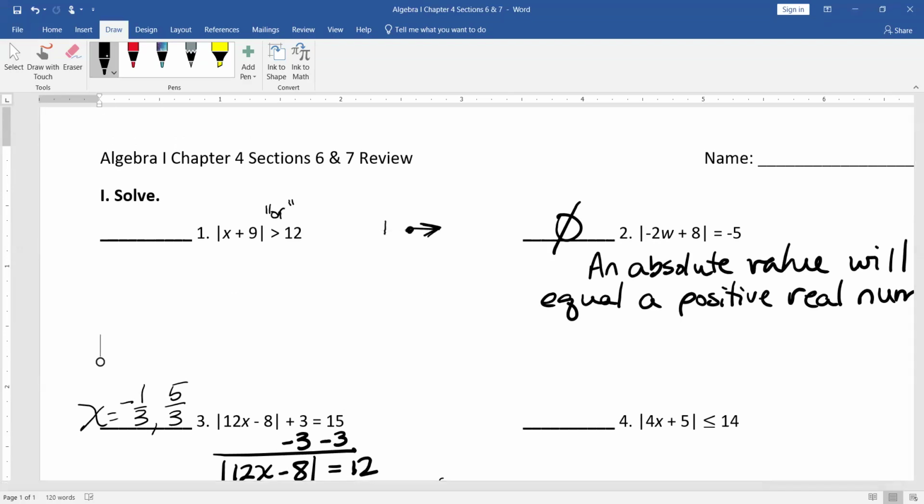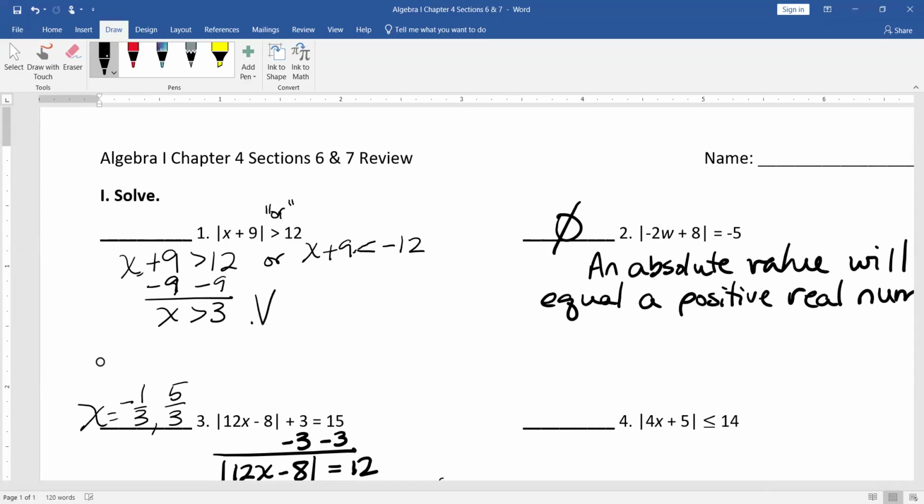Okay, so in this case, you still write your two separate inequalities. So this is x plus 9 is greater than 12, or x plus 9 is less than negative 12, and we always flip the inequality when we make the distance negative. And then we just solve. So subtract 9, and we get x is greater than 3, or subtract 9, x must be less than negative, what is that, 21?